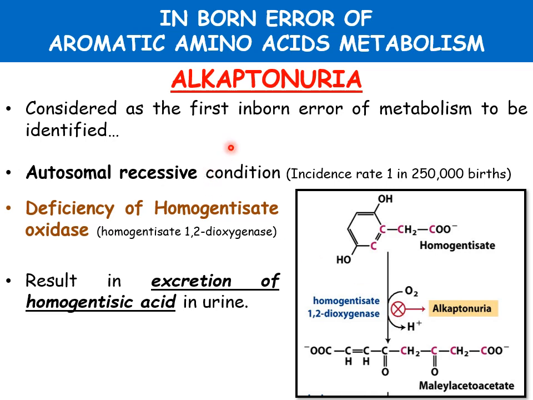Alkaptonuria is the first inborn error of metabolism to be identified. It is again an autosomal recessive condition. The incidence rate is 1 in 2.5 lakh live births. It occurs due to deficiency of the homogentisate dioxygenase or homogentisate oxidase enzyme, resulting in increased accumulation of homogentisic acid in blood, and that will be excreted in urine.